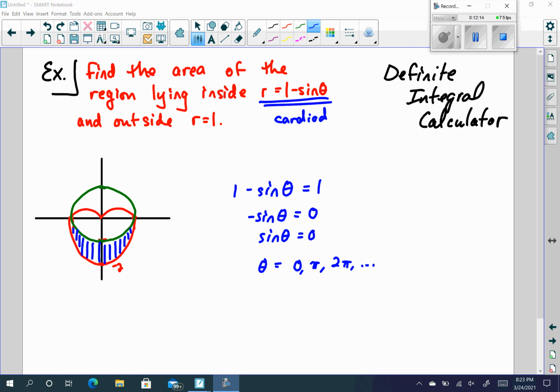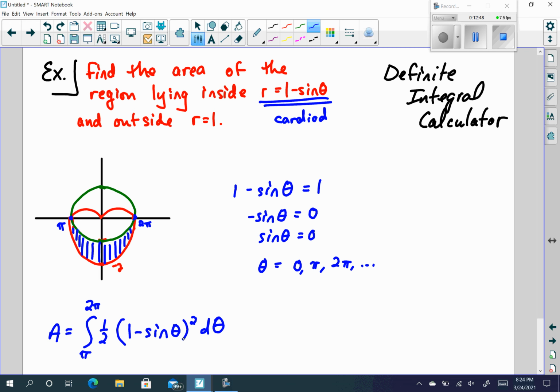But if you think about what took us to these points right here and here, this would be when theta is 2 pi, because we're just sweeping around, and this is pi. So our area is going to be the integral from pi to 2 pi of 1/2, and we're using the cardioid right here, which would become 1 minus sine theta squared d theta.